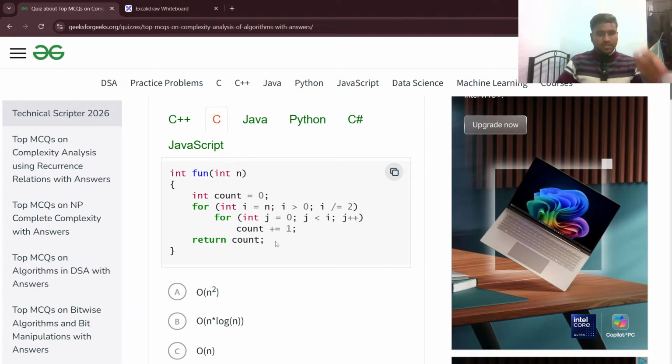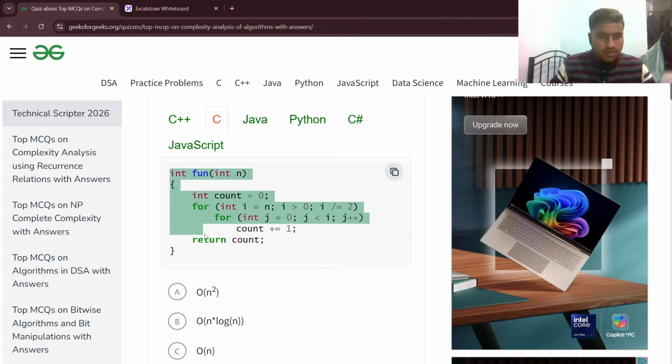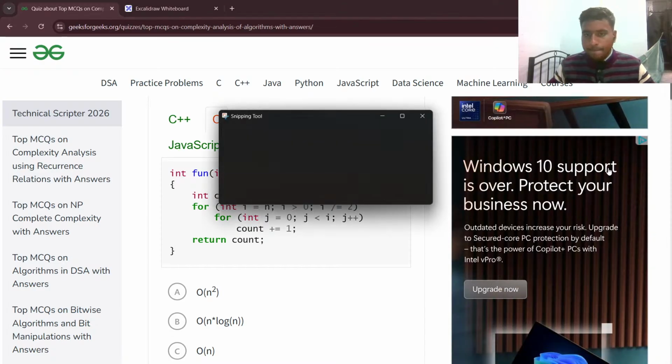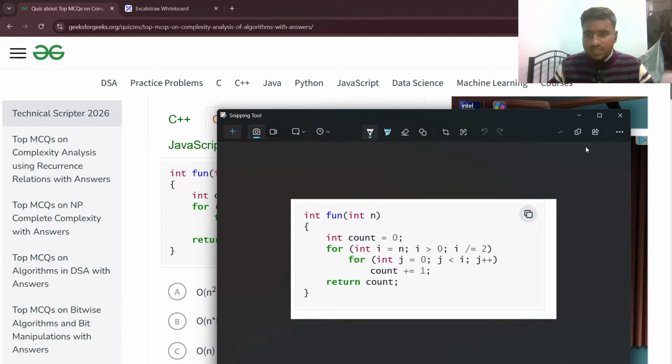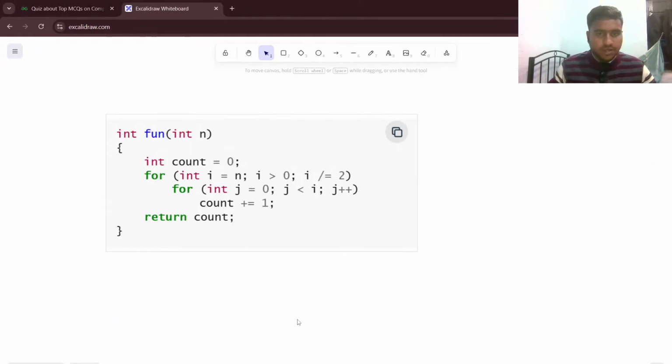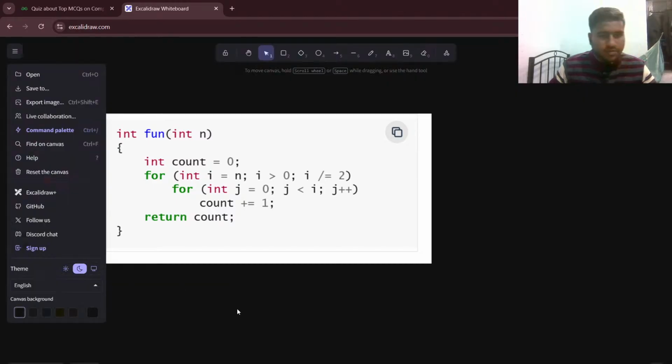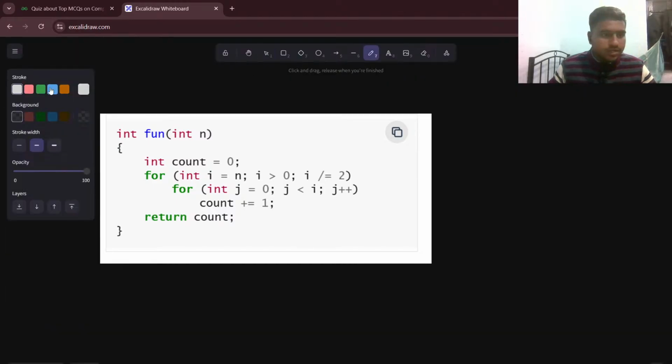Here we can see this problem. Let me see how we can solve it. Firstly, I'm taking a screenshot, and let's copy this into Excalidraw, and then I explain from here. Let's make the background dark. Basically, we have to find the complexity of this function.